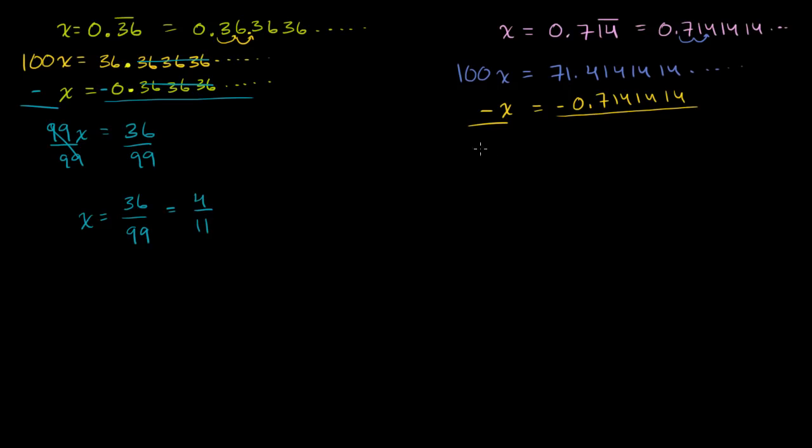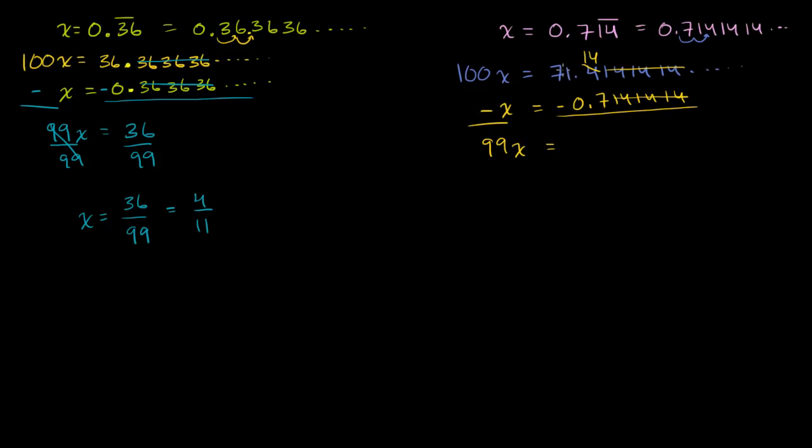100x minus x is 99x. And this is going to be equal to, these 14s are going to cancel with those 14s, and we have 71.4 minus 0.7. We can do this in our head, or we can borrow if you like.